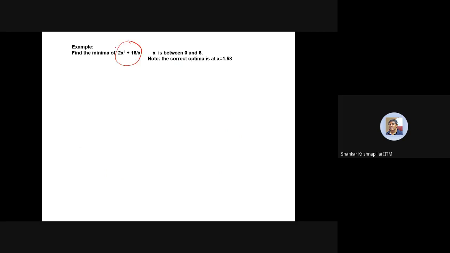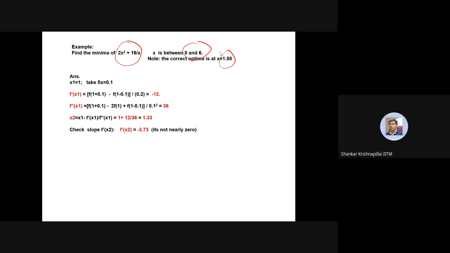So we look at some example. Find the minima of the objective function in the range of 0 to 6, and the exact value of optima is given for your reference. So the starting point we take as 1 because x is from 0 to 6. Actually, in the exam, you will be told which starting value to take. Only then everybody will get the same answer. Okay, and take delta x as 0.1. So that is less than 10% of the range.